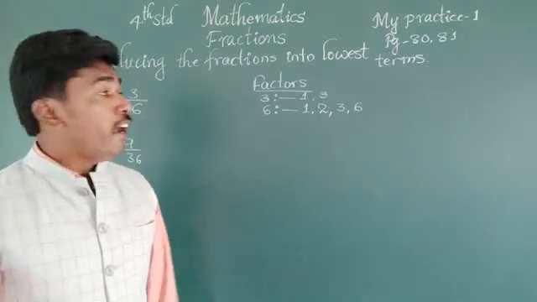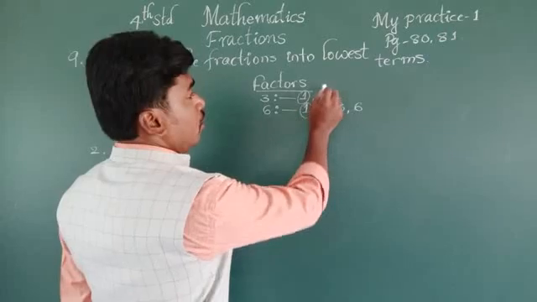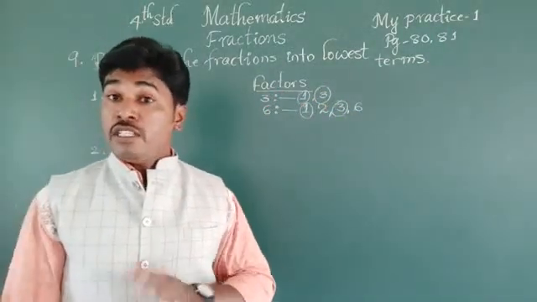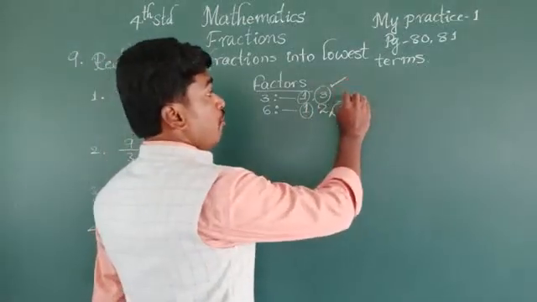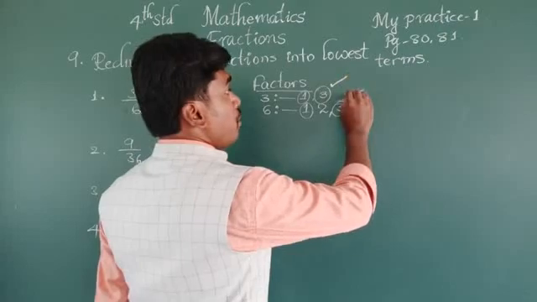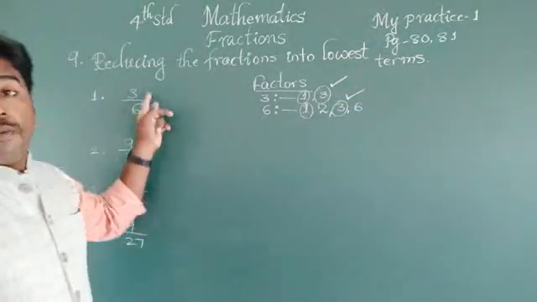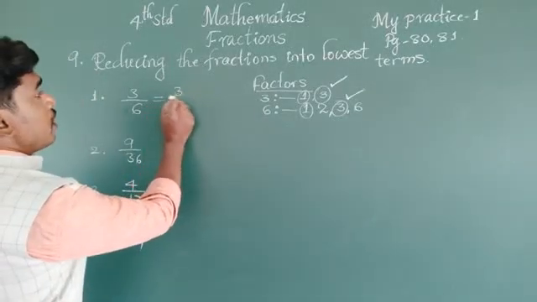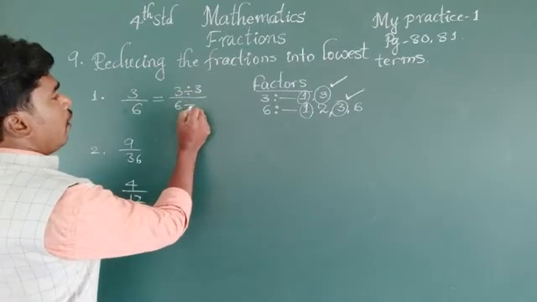Now you find the common factors. 1 and 1, 3 and 3. 1 and 3 are the common factors. Which is the greatest common factor? 3. The greatest common factor is 3. With this 3, you divide the numerator and denominator. So 3 by 6, divided by 3 and divided by 3.